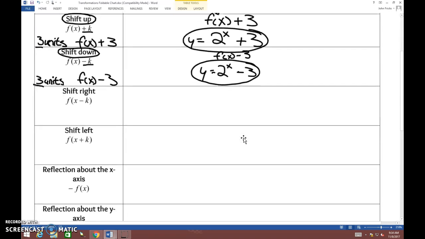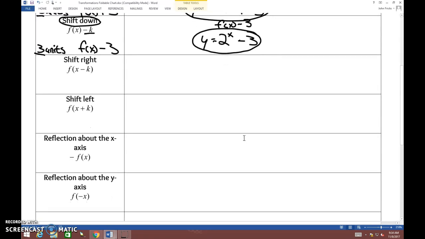But the ones that are going to be a little bit different for us are when we're looking at shifting right and shifting left. Shifting right and shifting left are actually going to be opposite. Okay, I'm going to put OPP for opposite there. And what I mean by opposite is that when you go right, normally you would think to move right, I would do what? If I was going to move to the right, would I add or subtract? Add. Most people would think that.